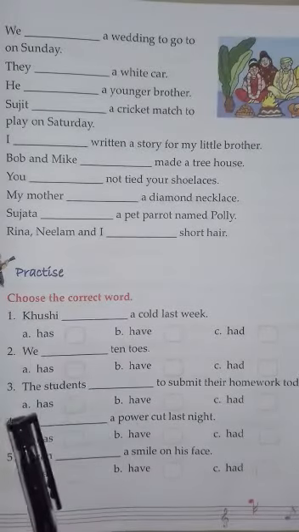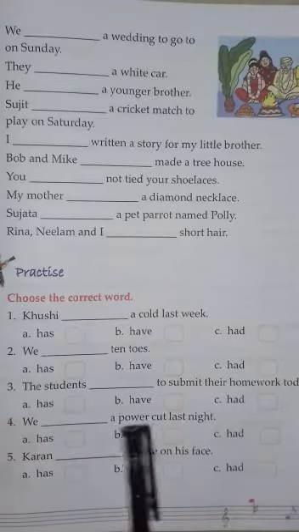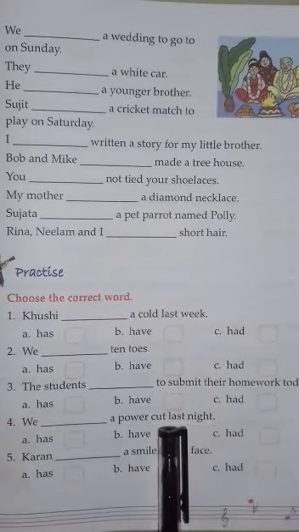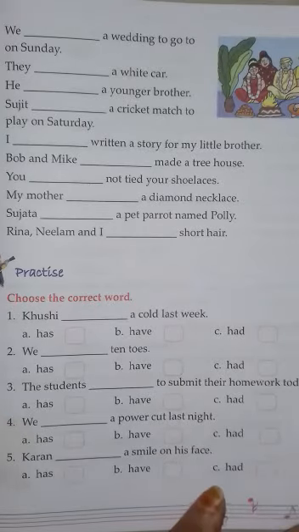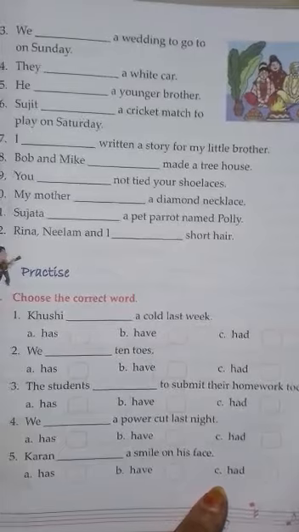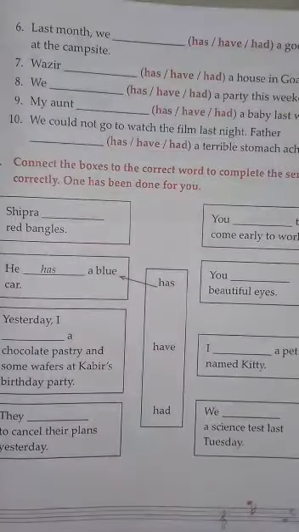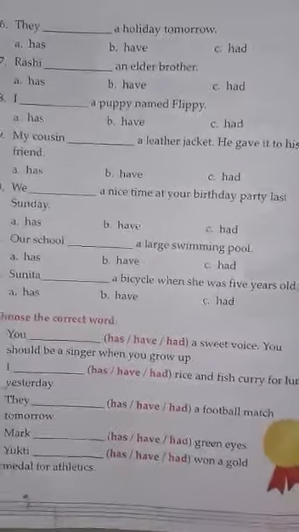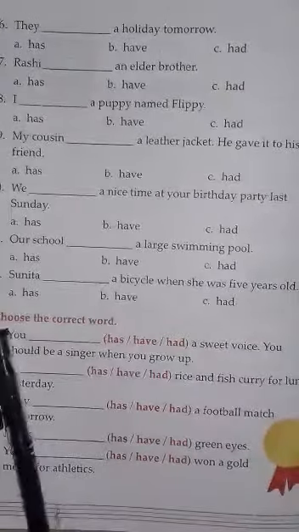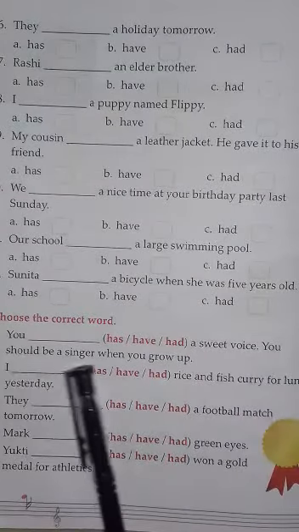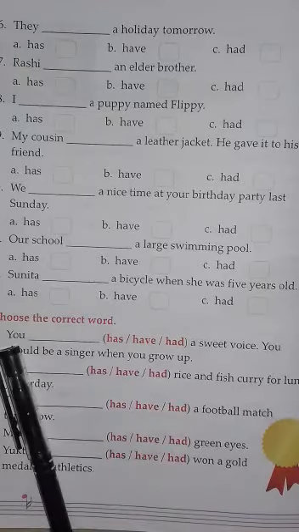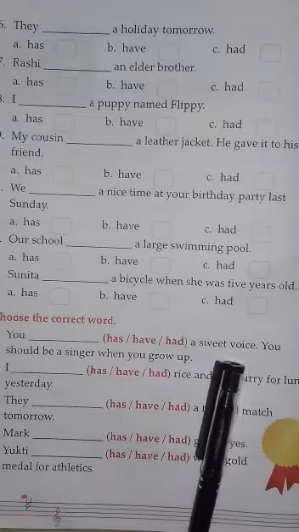We had a power cut last night. Last night also means the past, so you will use had. In this way you have to study each sentence. You have to understand the time, and then you will place has, have and had. Choose the correct word. You have a sweet voice. You should be a singer when you grow up. So it is about a regular topic. It means you have a sweet voice, right?